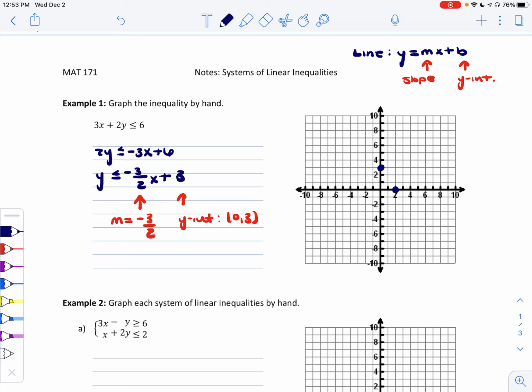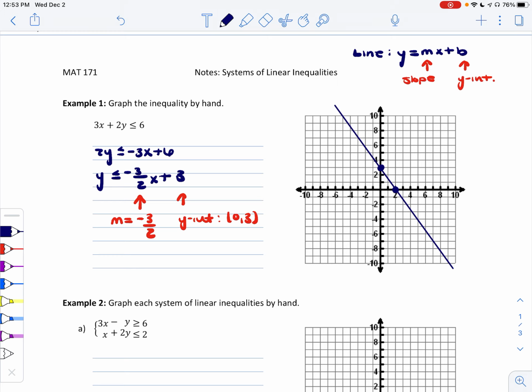Okay, and then just remember to graph a line, you just need to connect your points. That's not very good. Let's try that again. It's a little better. Okay, so we have our line here then.